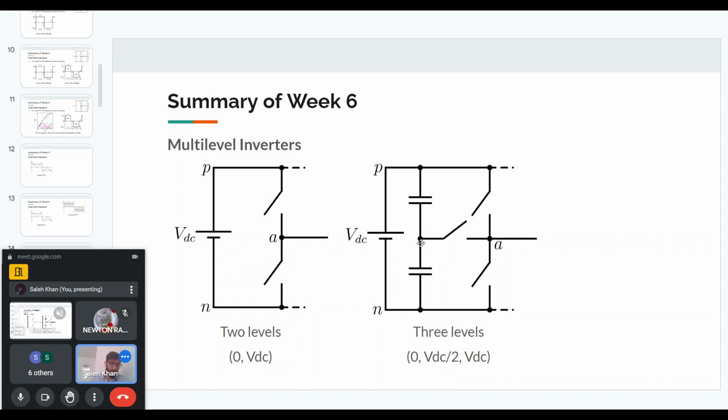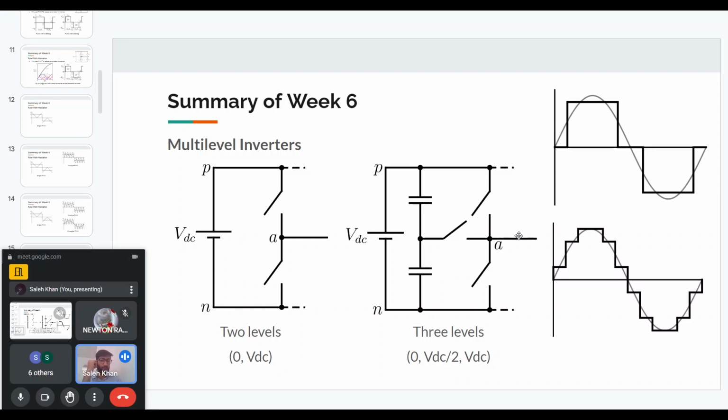We know that if we turn on the top switch, we will get full VDC at the output. And if we turn on the bottom switch, we will get 0 at the output. But now if we turn on the middle switch, we will get the lower capacitor voltage at the output, which is VDC by 2. So in this case, we have three levels at the output. Similarly, you can have more than three levels. In this kind of system, we will require more switches and more capacitors.